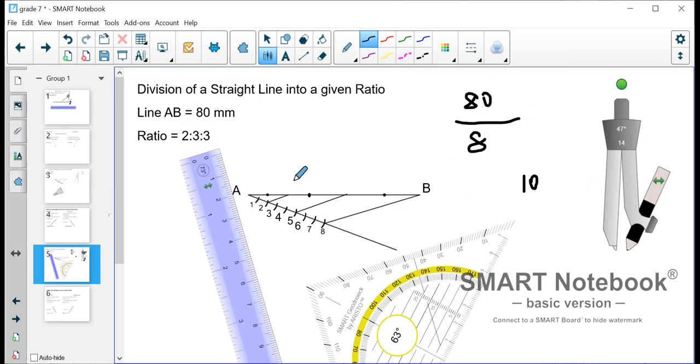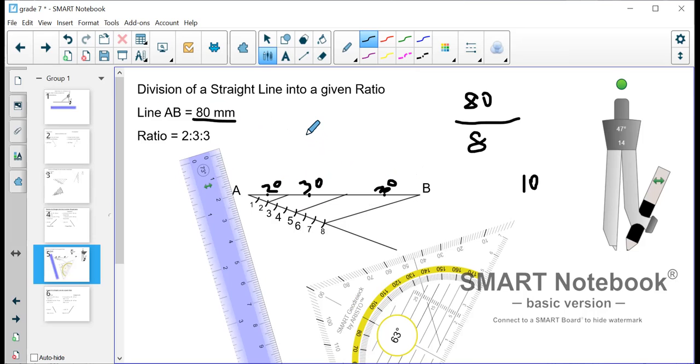So 10 twos, 20. So the first part is supposed to be 20 mm. The second part is supposed to be 30. And the third part is supposed to be 30 also. So 30 and 30 is 60 plus 20 gives you back 80. All right, so that is the whole idea about this, dividing this line into a given ratio.